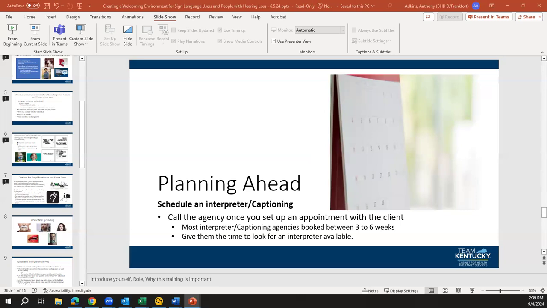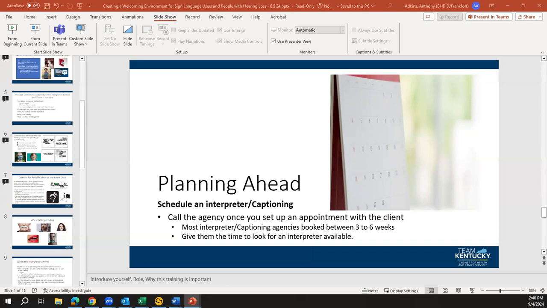It's very important that you plan ahead when you have deaf and hard of hearing clients, because you have a third person in there that you have to depend on and make sure the scheduling works correctly. So as soon as you know you have an appointment and you have the time, go ahead and set up the interpreter or the captioning service, whichever is needed. Go ahead and call them as soon as you can.